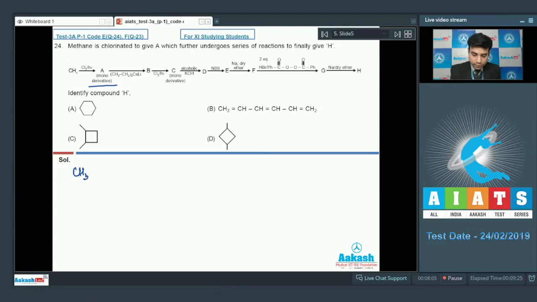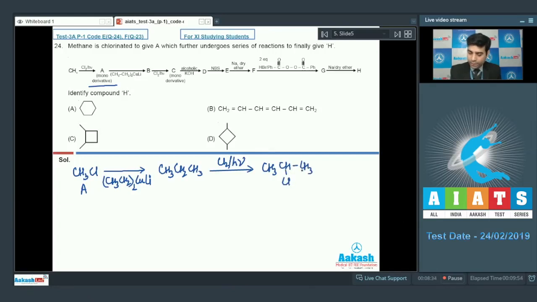Methane, when it reacts with chlorine in presence of sunlight, will give you CH3Cl. So this is compound A. The second reaction is Corey-House synthesis, (CH3CH2)2CuLi. So it will give us propane. This is compound B. Now on chlorination, it gives a mono derivative. It can be 1-chloro or 2-chloropropane. I am writing the major product. So this is B, this is C.